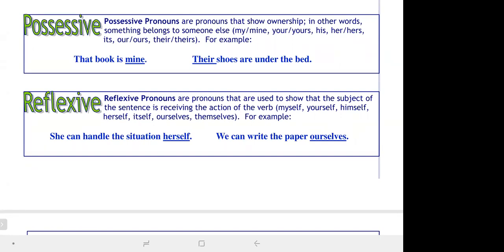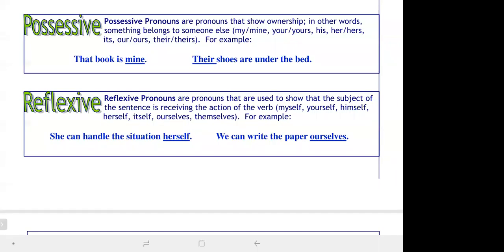It belongs to someone. For example, for I, you say my or mine. For you, you say your or yours. For he, his. For she, her or hers. For it, its. For we, our or ours. And for they, their or theirs.